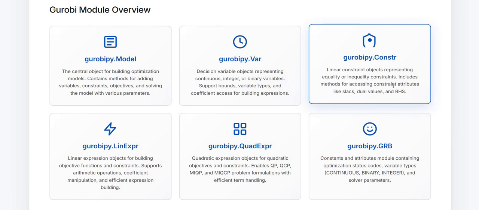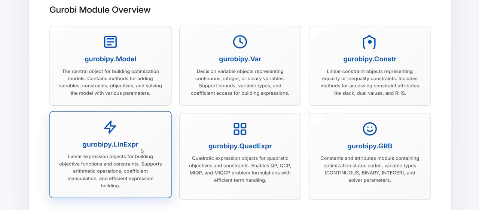And constraints encode relationships between variables. They support equality and inequality forms and expose information like slack values and dual values after a solve. Okay, and expressions here are how objectives and constraints are assembled. Linear expressions handle sums of variables, while quadratic expressions allow squared terms and interactions between variables. These objects exist so that large expressions can be built efficiently and manipulated safely.